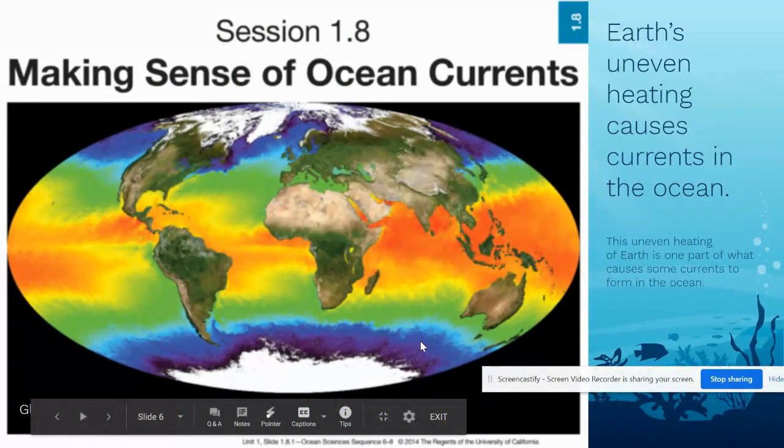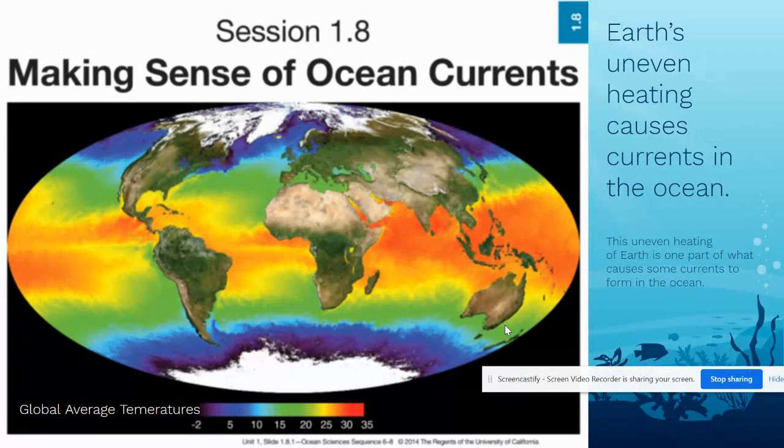Earth's uneven heating causes currents in the ocean. And so what hopefully you can see here in this map, and I know that it's kind of covered up here, are average global temperatures around the world. This uneven heating of Earth is one part of what causes some currents to form in the ocean. You can see the global average temperatures are -2 up to 35. You can see the bands of color, and where, obviously, at the equator, the average temperatures are warmer, and at the poles, the average temperatures are colder.